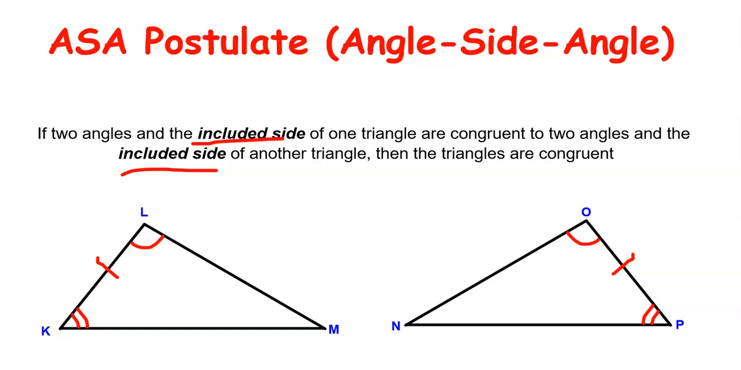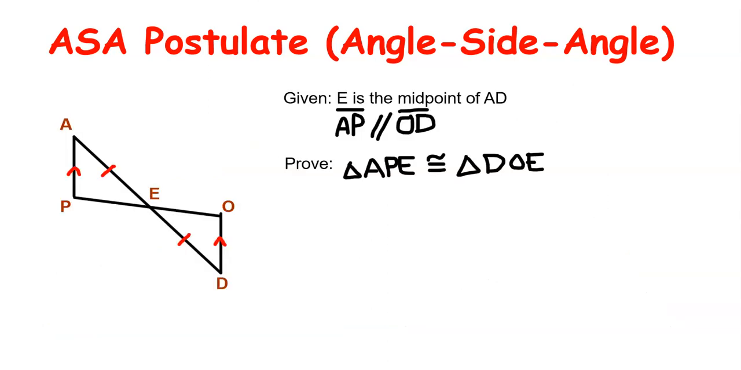So here we go, one last proof with ASA. In this case, we're given that E is the midpoint of AD and that AP is parallel to OD. We want to show that triangle APE is congruent to triangle DOE.